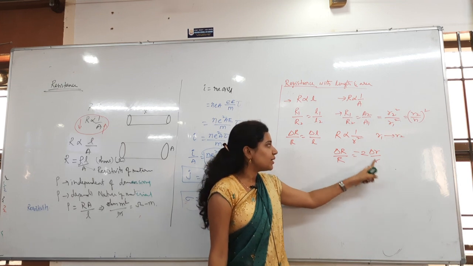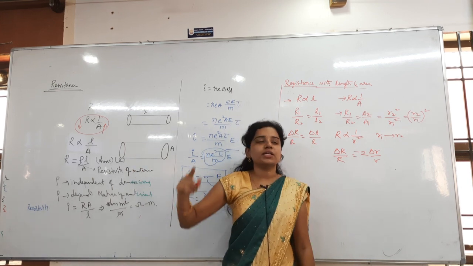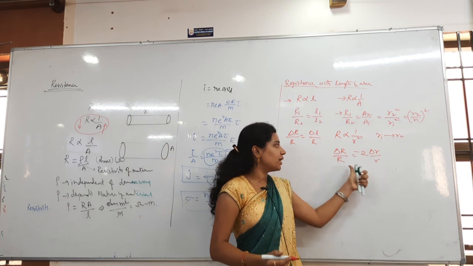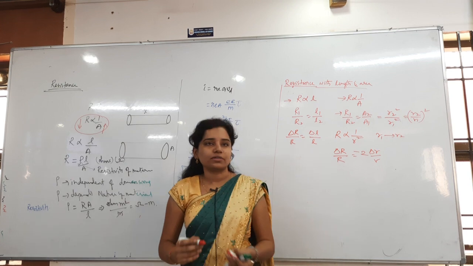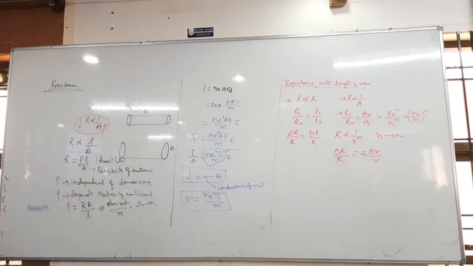Minus 2 into delta R by R we did not get from the formula. We got it from the relation. As I increase the area, what happens? Resistance will decrease. That's it. Delta R by R is equal to minus 2 into delta R by R. Copy that. Copy the two cases. We will discuss the temperature dependency.